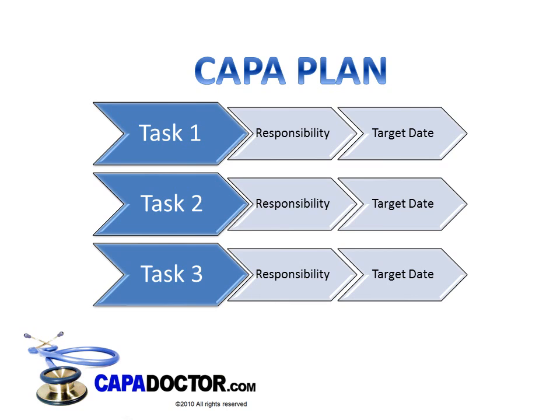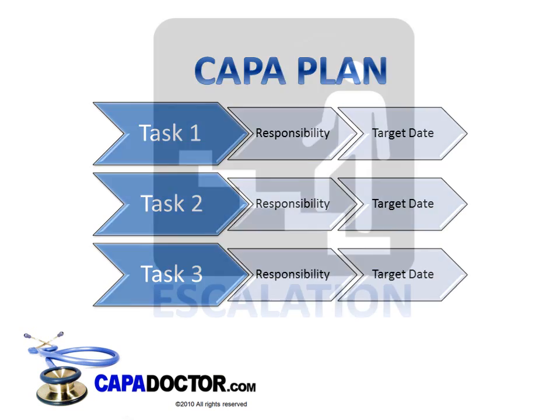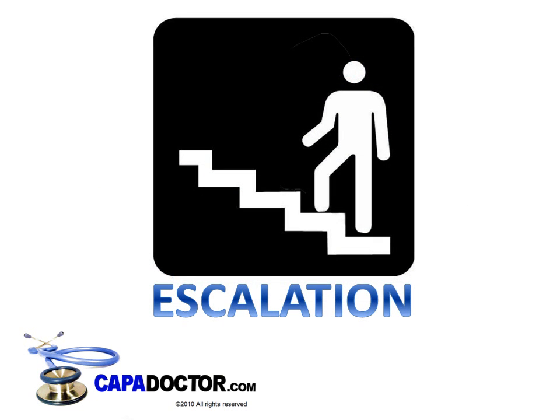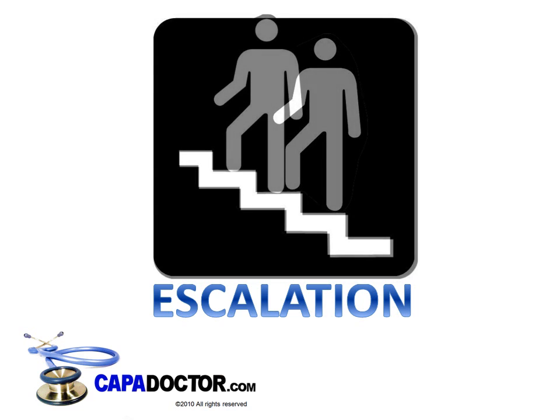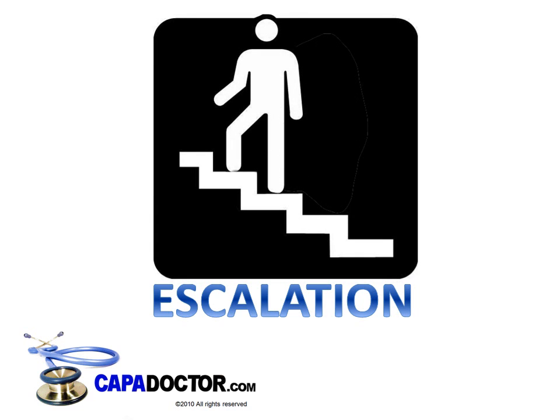Once the most appropriate root cause has been determined, a CAPA implementation plan should be developed. This plan should be structured similarly to the investigation plan. If any individual or group fails to meet a commitment, there should be an established process in place to escalate the issue to higher levels of management until the task is addressed.